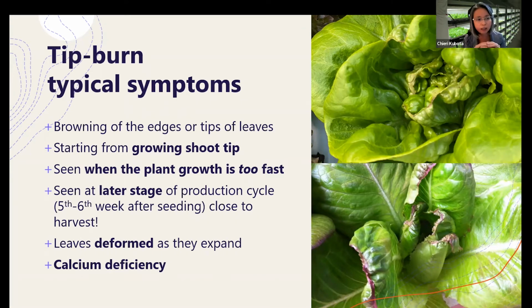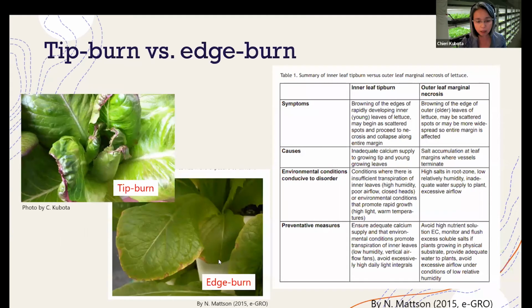The typical symptom is very deformed leaves as they unfold or expand, because it started at a young stage, so the cell wall cannot expand as normal. Therefore it just becomes deformed. We know that it's a calcium deficiency.